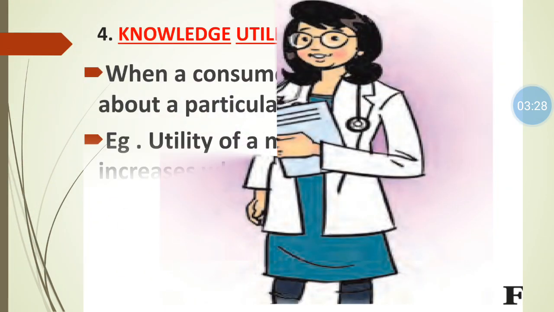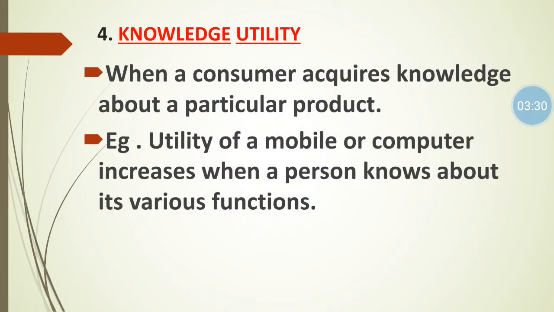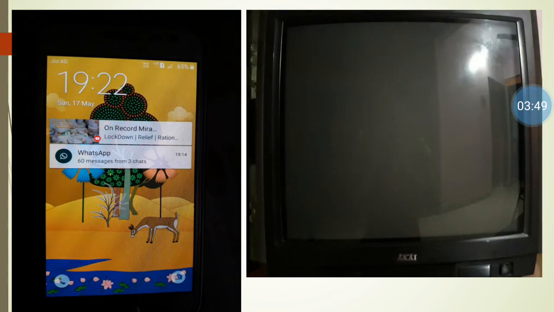Next is knowledge utility. It means when a consumer acquires knowledge about a particular product. Knowledge utility means when we get knowledge through the use of a particular product, such as mobile phones and computers. If we understand all the functions of a mobile phone or computer, we will get more and more utility from the products.